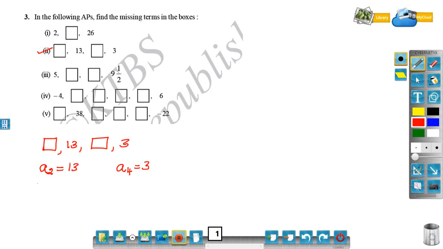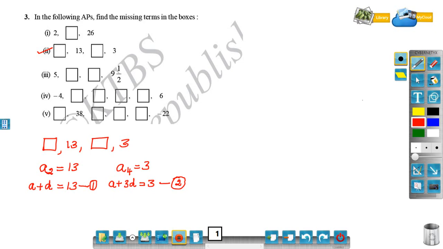a2 is equal to a plus 1d, that is a plus d is equal to 13, a4 is equal to a plus 3d, that is equal to 3. Now, we got two equations, a plus d is equal to 13, that is the first equation, and second equation we got a plus 3d is equal to 3. Now, here we have to find the value of a and d.